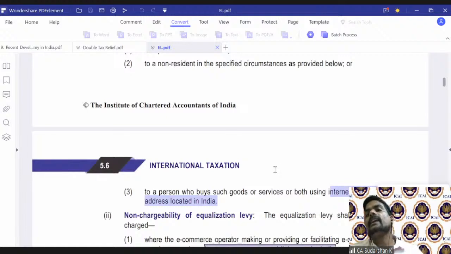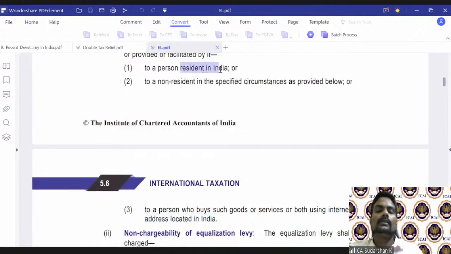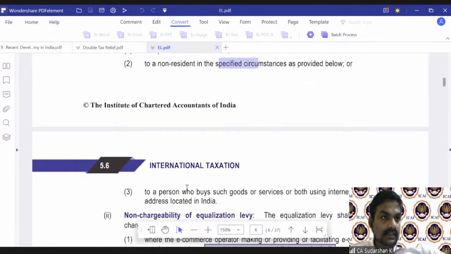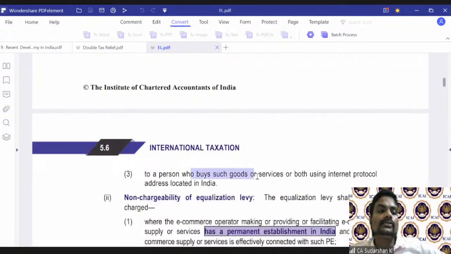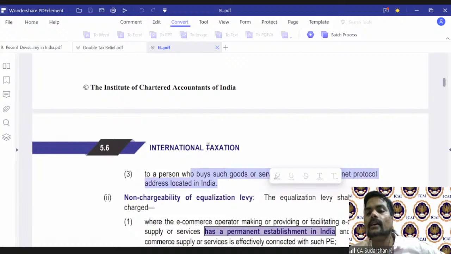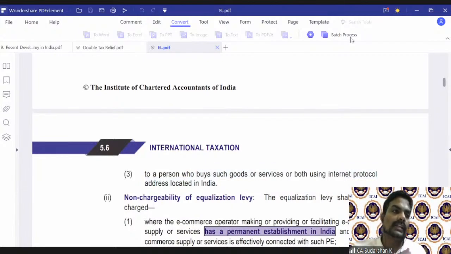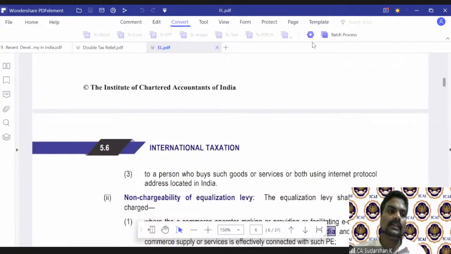So the government is getting very, very conservative at the same time making the scope very wide. If you are a resident and you're availing services from or buying from a non-resident e-commerce operator, attracted straight away. To a non-resident under specified circumstances, we saw what those specified circumstances are, that is online advertisement and sale of data. Going further, they're also saying to a person who buys such goods or services using internet protocol address located in India. So if the internet protocol address is located in India and that person buys from the non-resident e-commerce operator, then it will attract.